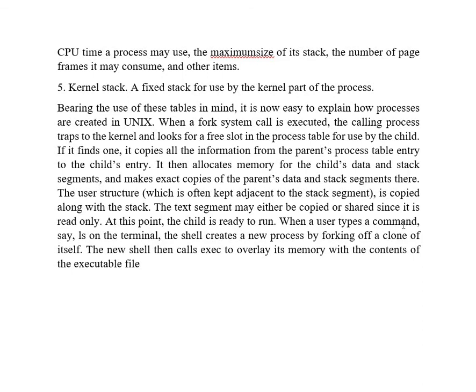When a user types a command on the terminal, the shell creates a new process by forking off a clone of itself. The new shell then calls exec to overlay its memory with the contents of the executable file. So this is how a process is created in Unix.